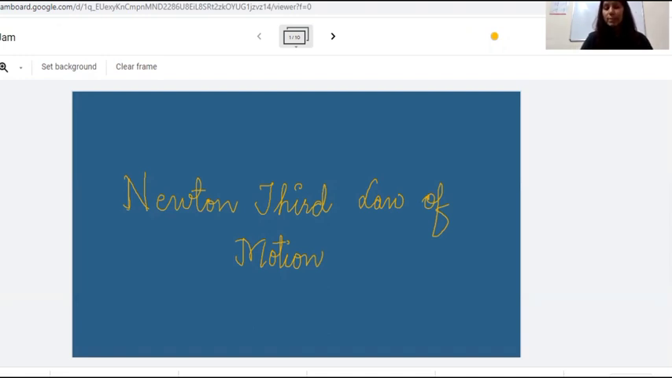So in our today's topic, we will start with our next part, that is Newton's third law of motion, for class 9. As we have done force, Newton's first law, Newton's second law, and the inertia part also.